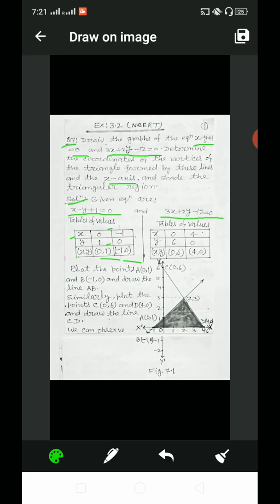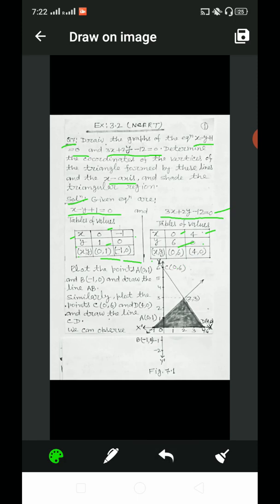Table of values for equation 3x plus 2y minus 12 equal to 0. Here x, y and coordinate (x, y). If we take x equal to 0 in 3x plus 2y minus 12 equal to 0, then y is equal to 6. And if we take x equal to 4, then y is equal to 0, and the coordinates are (0, 6) and (4, 0).